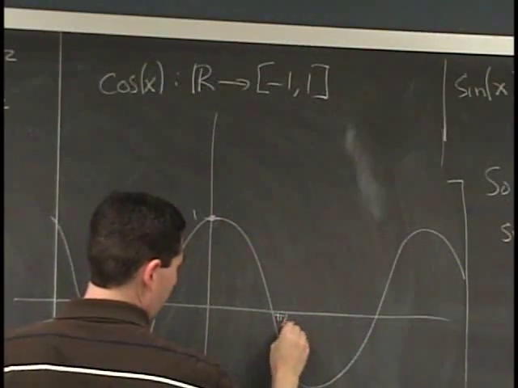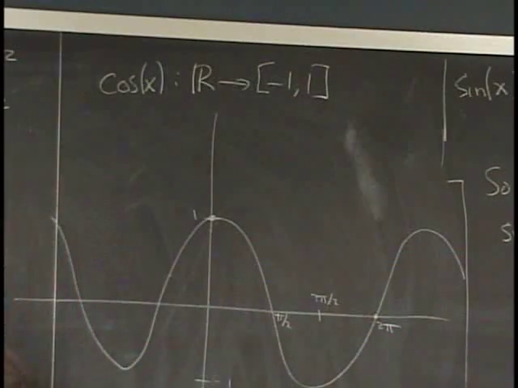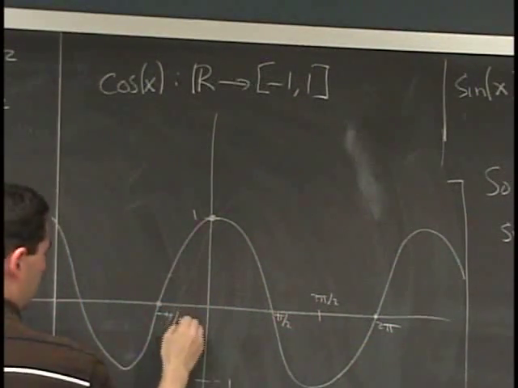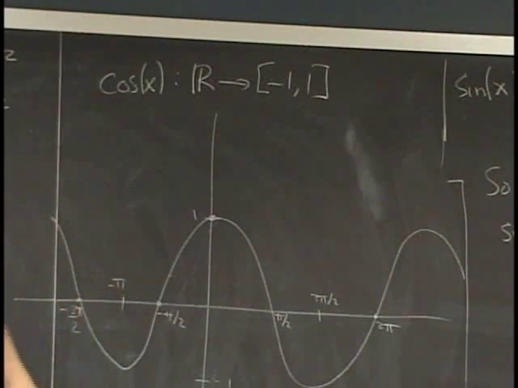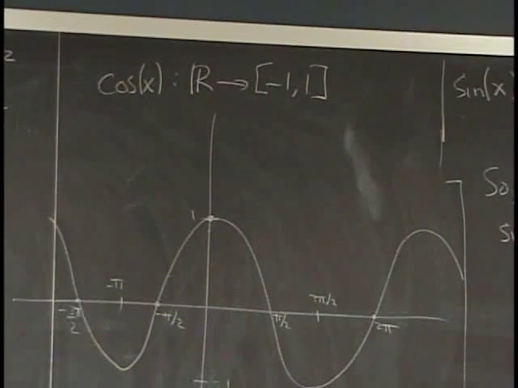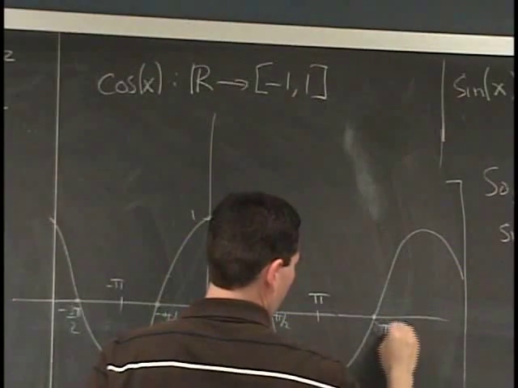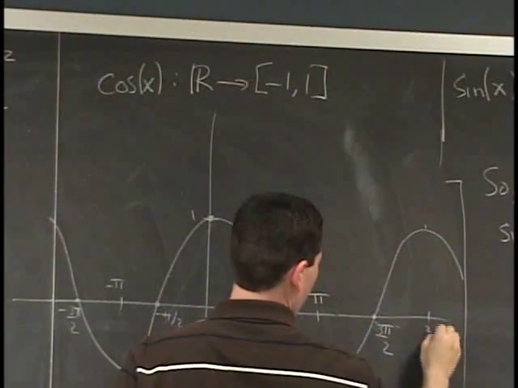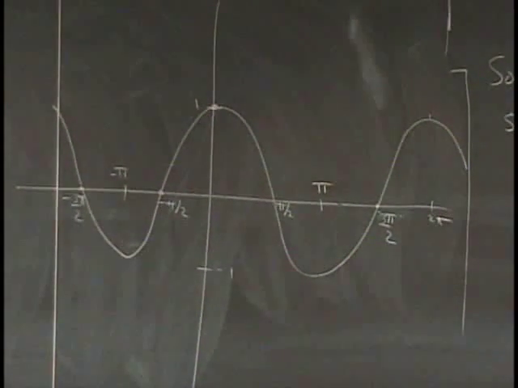It hits 0 here at pi over 2. This is 3 pi over 2. Hits 0 down to 2 pi. Minus pi over 2, minus pi, minus 3 pi over 2. Something looks off. No, we missed the point. Good, good. All right, so we have this cosine.